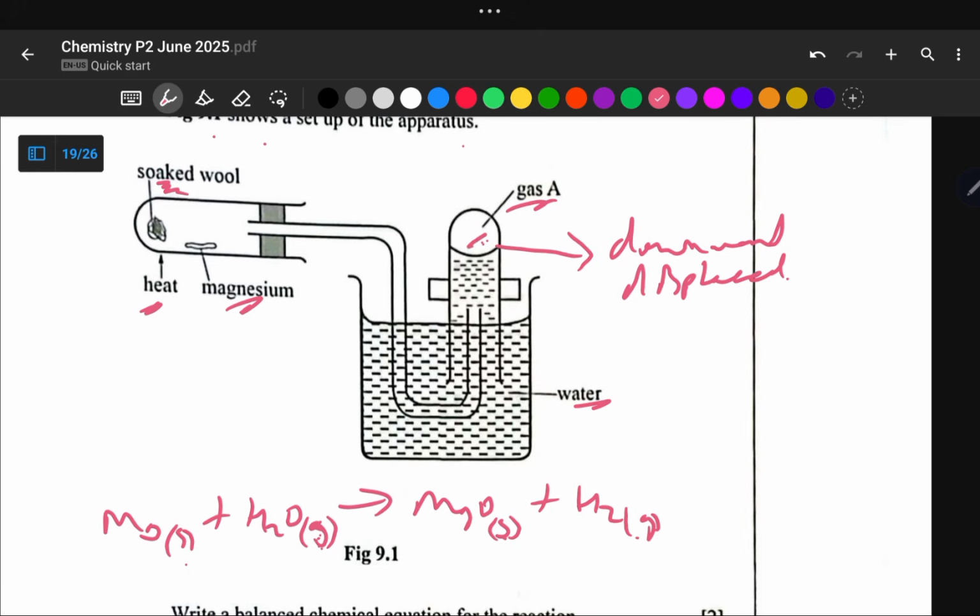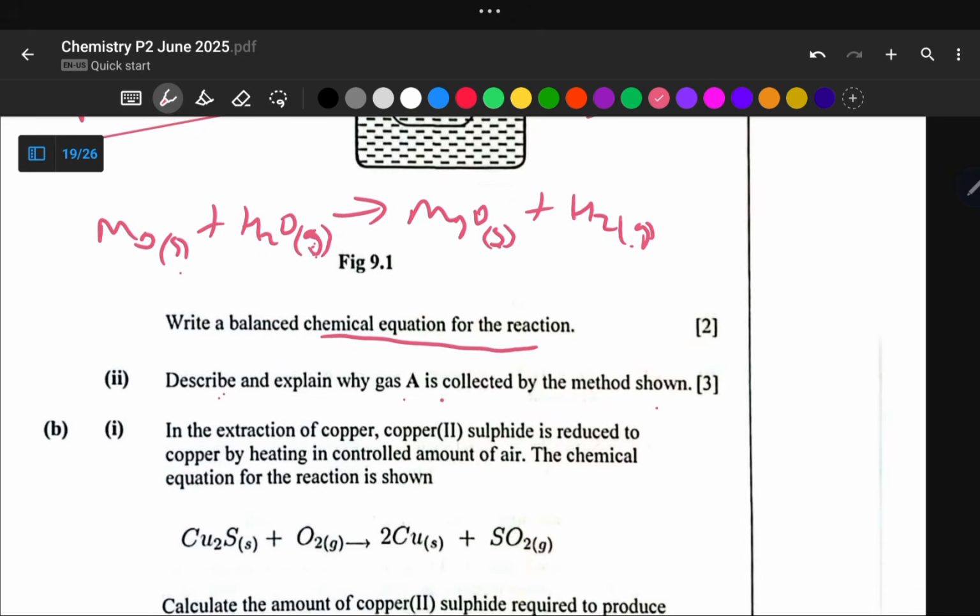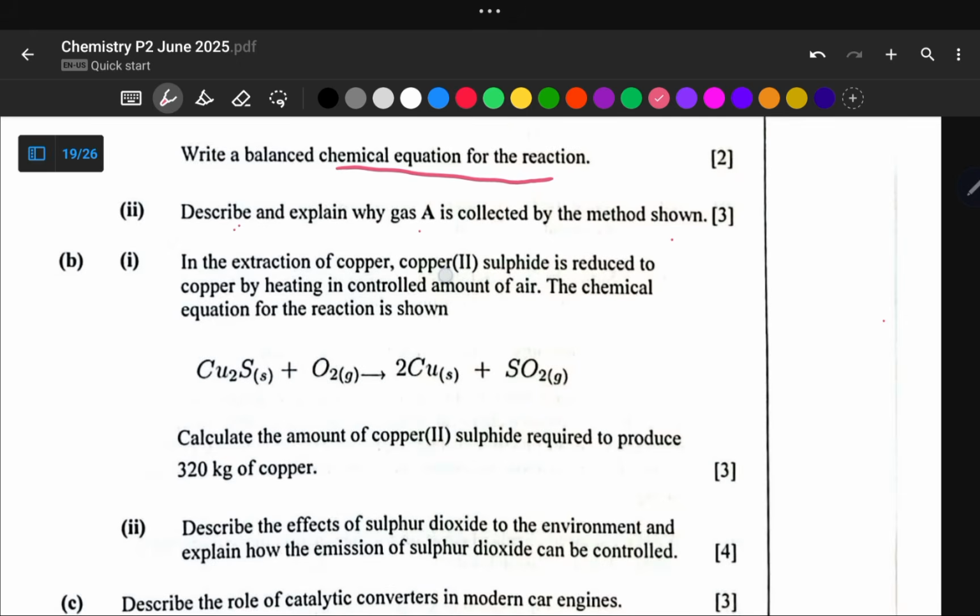So this method allows us to obtain pure hydrogen gas. And then we move on to the next equation. Number B says, in the extraction of copper, copper 2 sulfide is reduced to copper by heating in a controlled amount of air. The chemical equation for the reaction is shown. We have copper 2 sulfide plus oxygen to give copper metal plus sulfur dioxide.